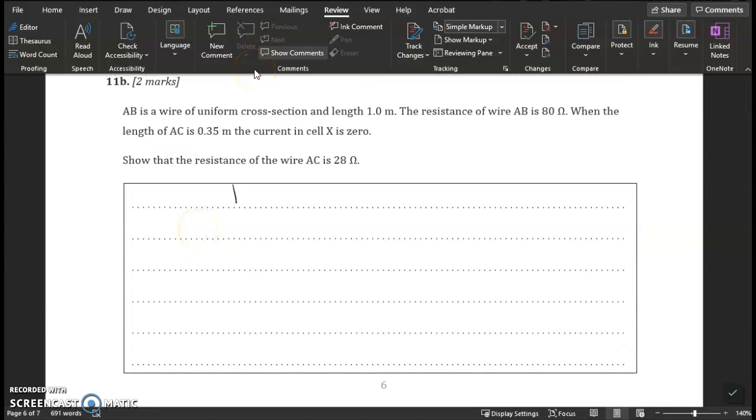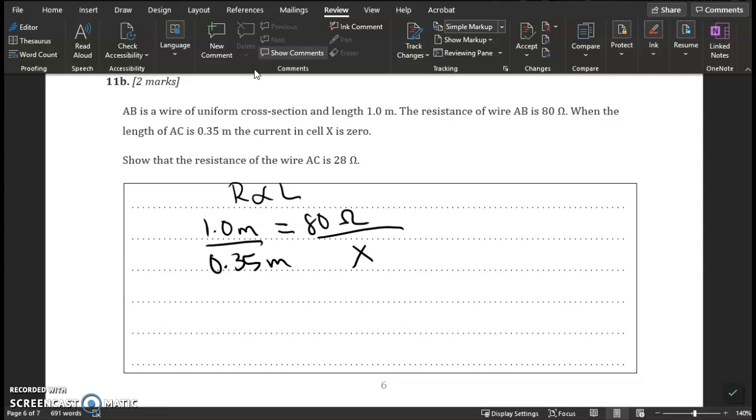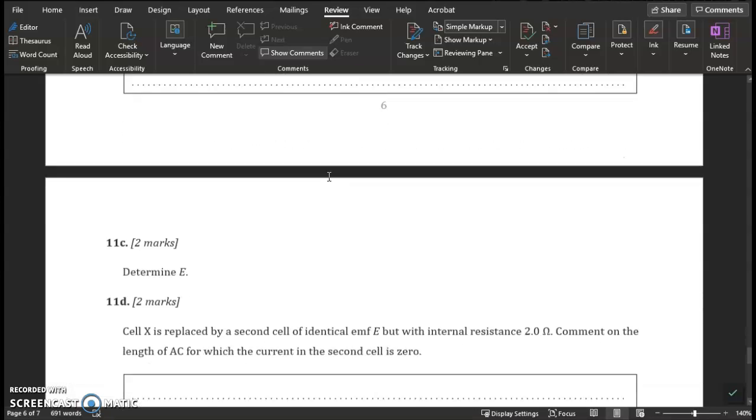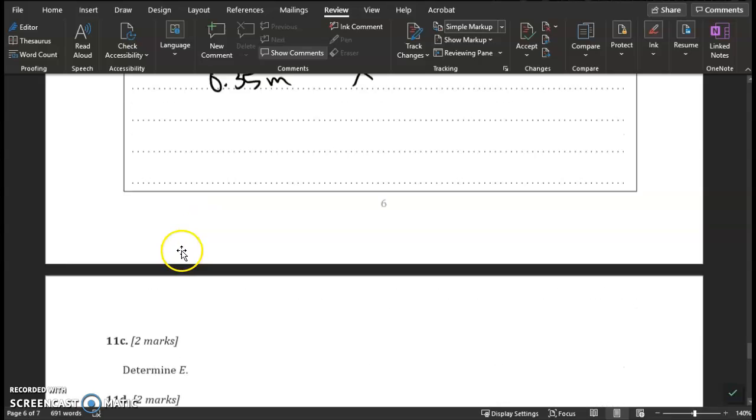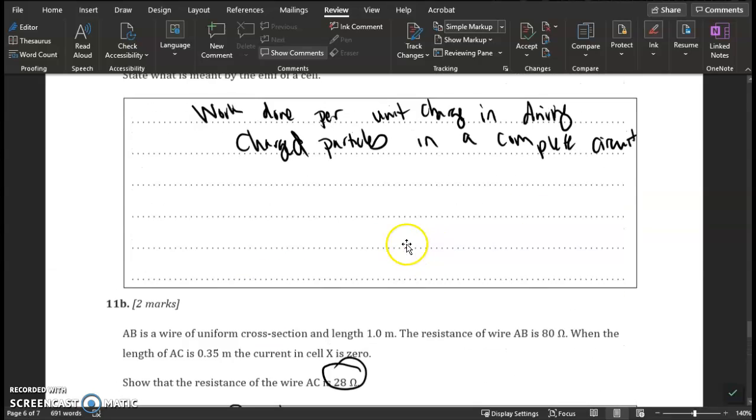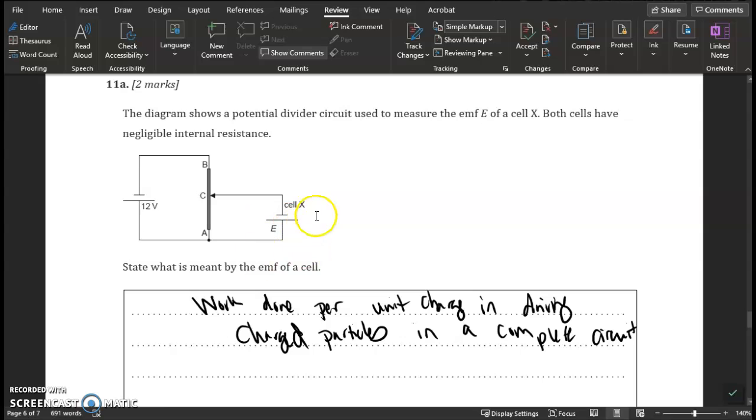This is just proportionality. Resistance is proportional to length. So with 1 meter long, it's equal to 80 ohms. But if the length is down to 0.35 meters, what is X? Solve for X, and it should be equal to 28 ohms. Okay, determine E, where E is the EMF of the cell. Okay, so right now we have resistance AC here.